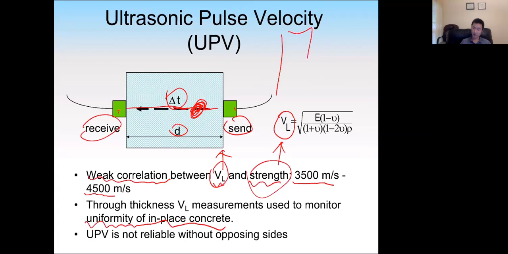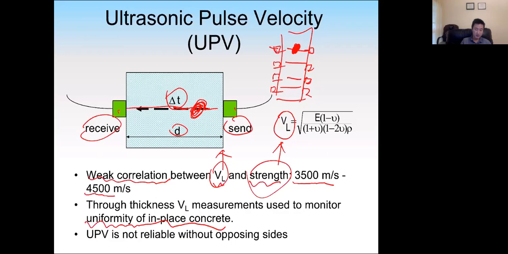Okay, for example, we have a column here, and in one area we have honeycomb here. So we take the measurements at many ends. Okay. So if the concrete is homogeneous, all these measurements will have a similar result. But here, the velocity will be much lower. So we say probably we have some internal flaws here.